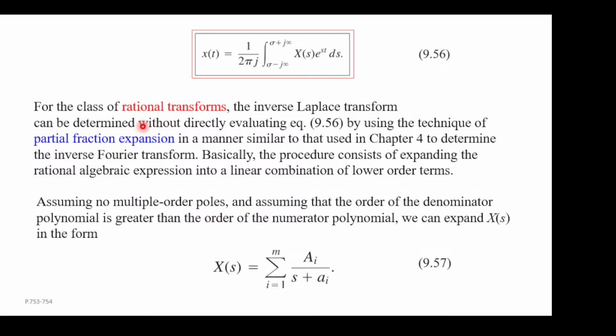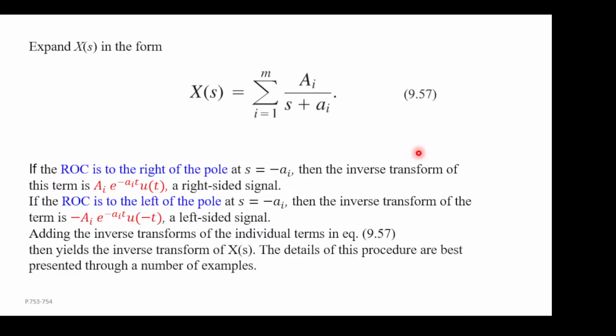So that's what we do. We assume for the rational transformation we just do partial fraction expansion. Then we look up our Laplace transform table, refer to our table, and do the inverse Laplace transform.